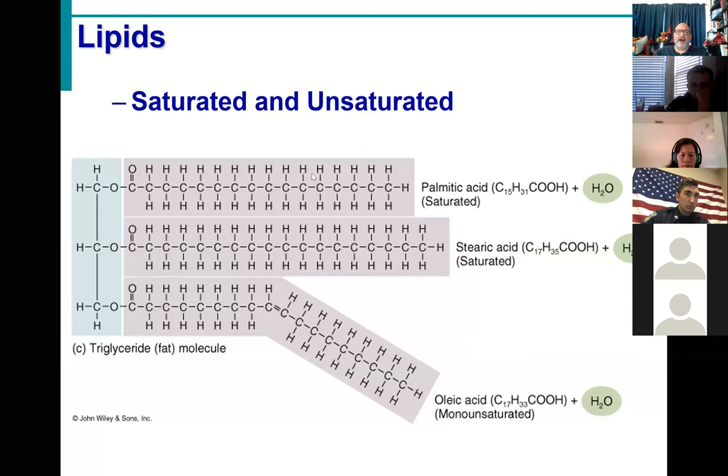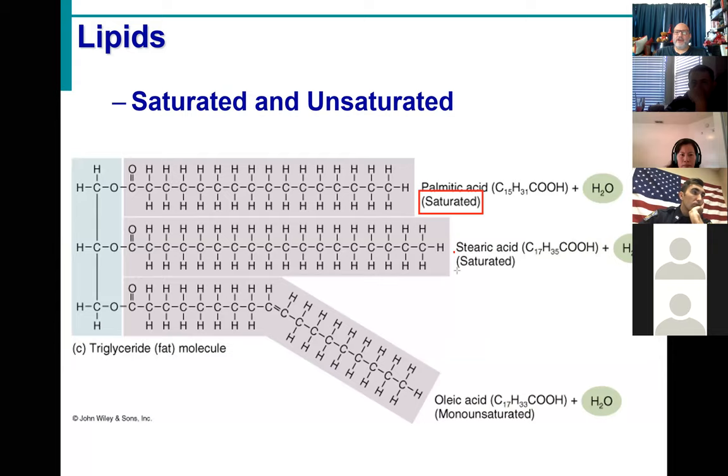And that's the other thing too. Notice with this particular triglyceride, this fatty acid, every single carbon has the maximum number of covalent bonds it can with those four bonds, and it has the maximum number of hydrogens attached to it. Because this has the maximum number of hydrogens possible attached to it, we refer to it as a saturated fatty acid. Notice this one's also a saturated fatty acid.